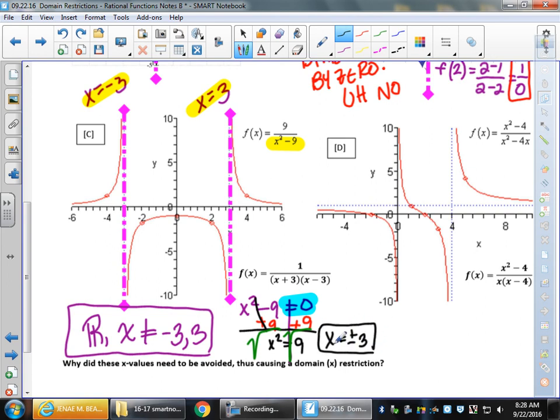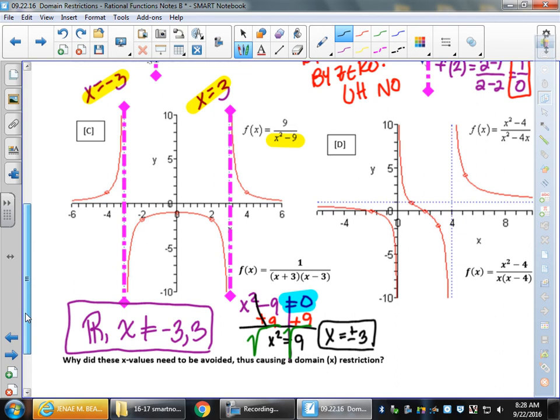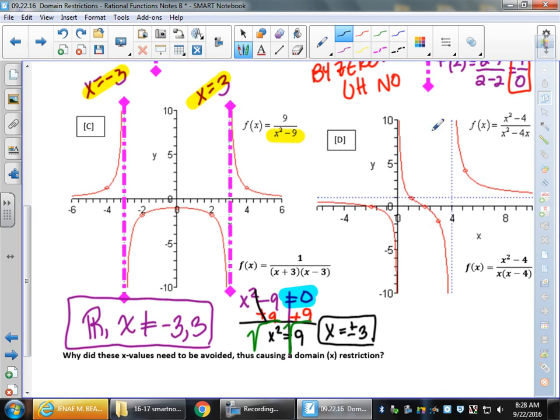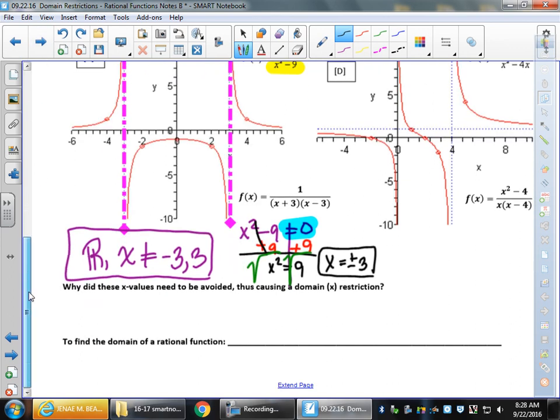Take a look at what you just solved for algebraically and what we said can't be in the denominator. Do you see a connection? It's the same, right? So now we're starting to build a strategy if we don't have a graph. For the purpose of time, I'm going to come back to D tomorrow. Let's answer this question at the bottom.